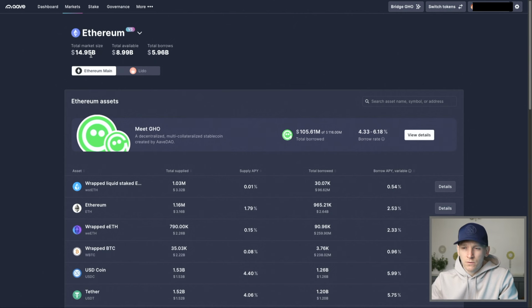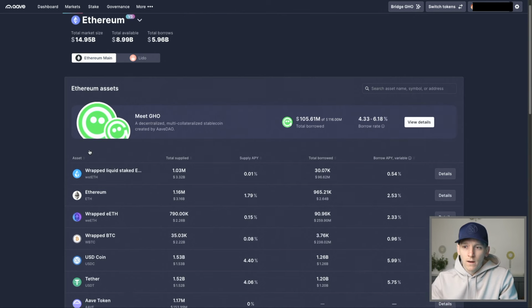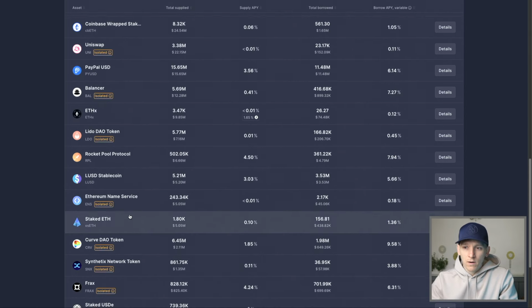Which blockchain should you use? It doesn't actually matter. They're all going to have different markets, but they all work in the same way, which is there's borrowers and there's suppliers of assets. And so there will be an interest rate that you can either get if you supply assets or you have to pay if you're borrowing assets. It probably comes down to where you have your assets initially and what assets are supported. Ethereum has the most amount of markets. You can see them all here.